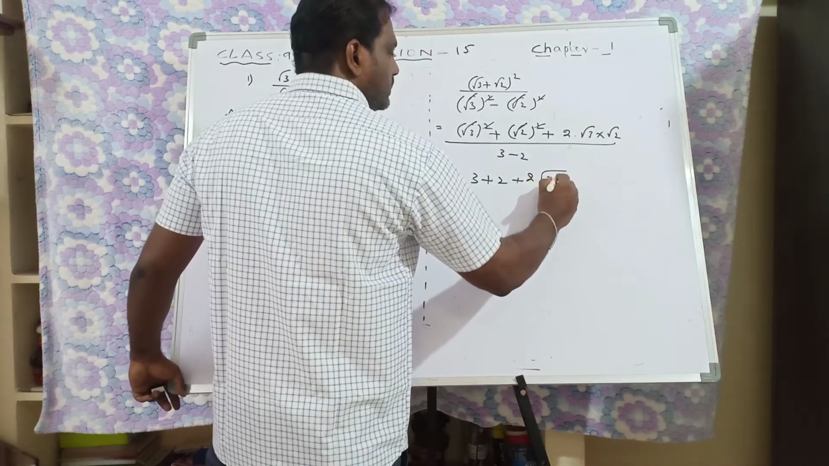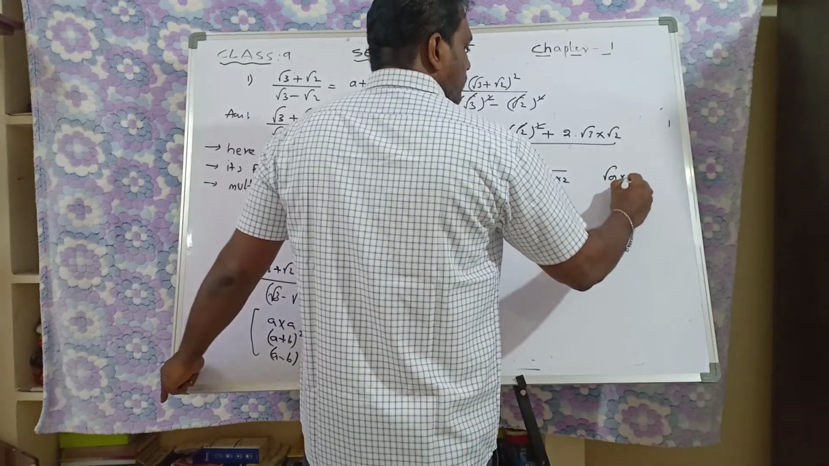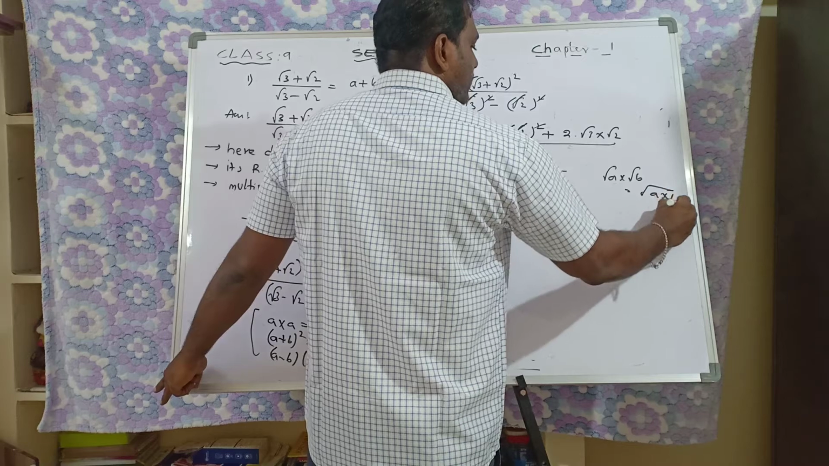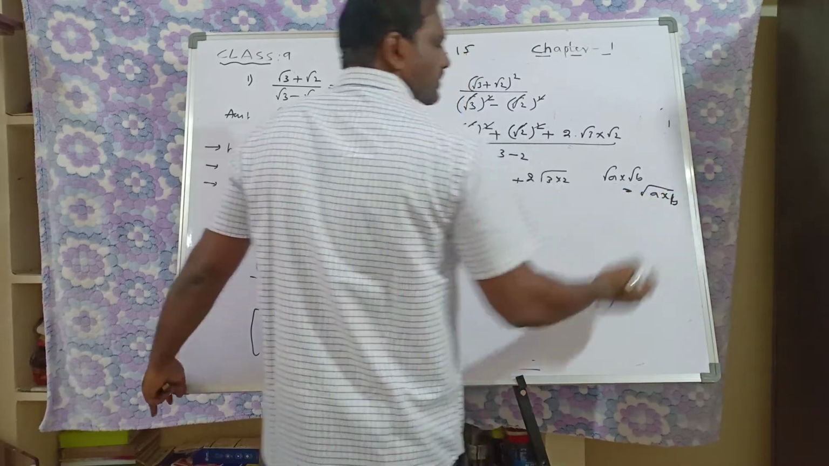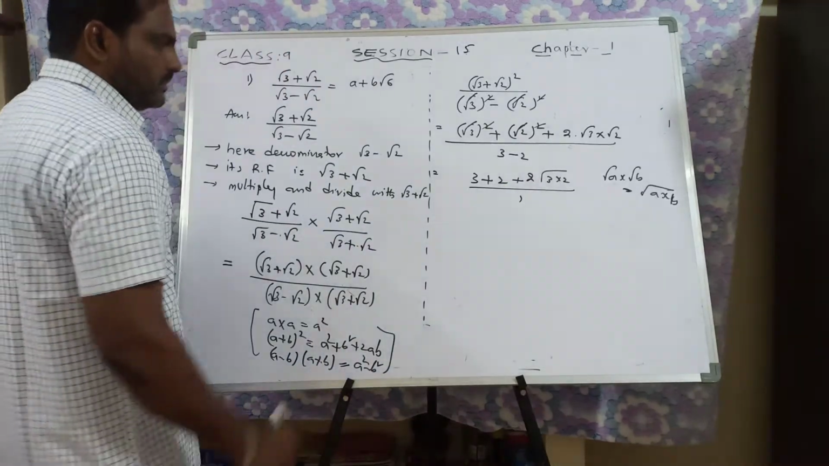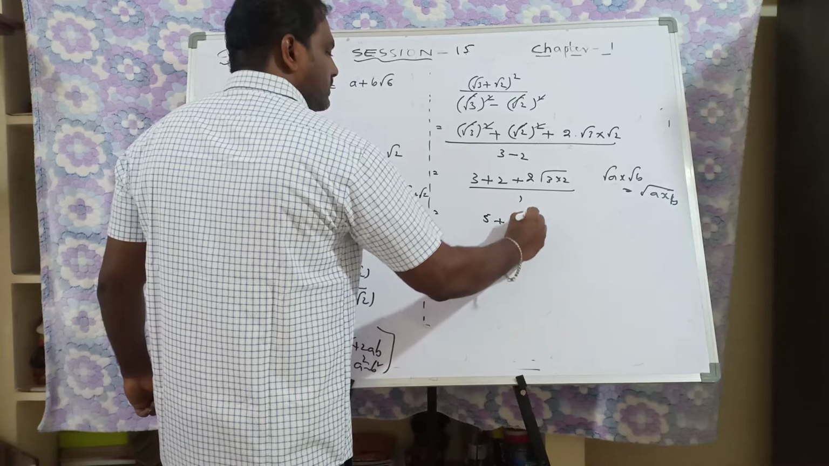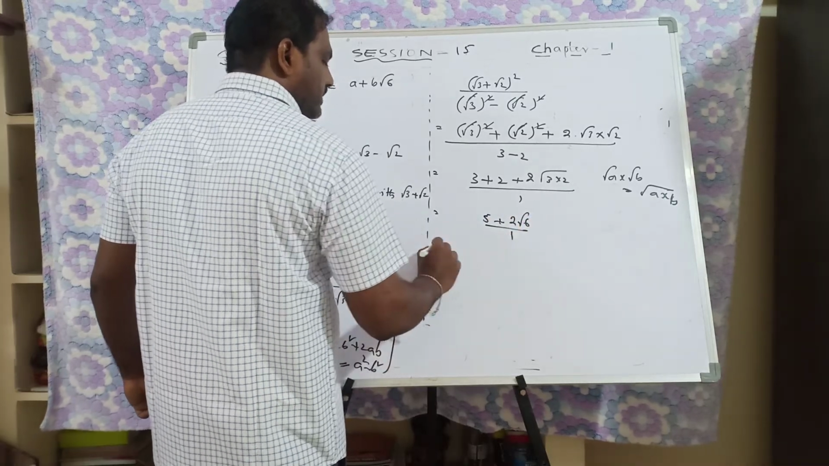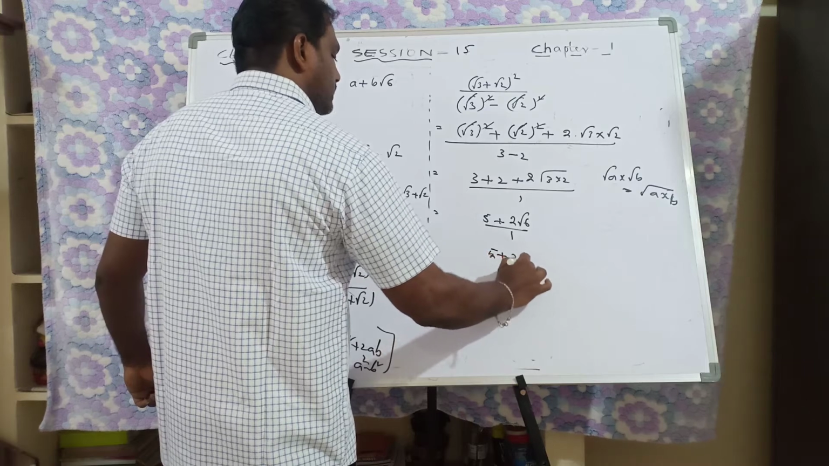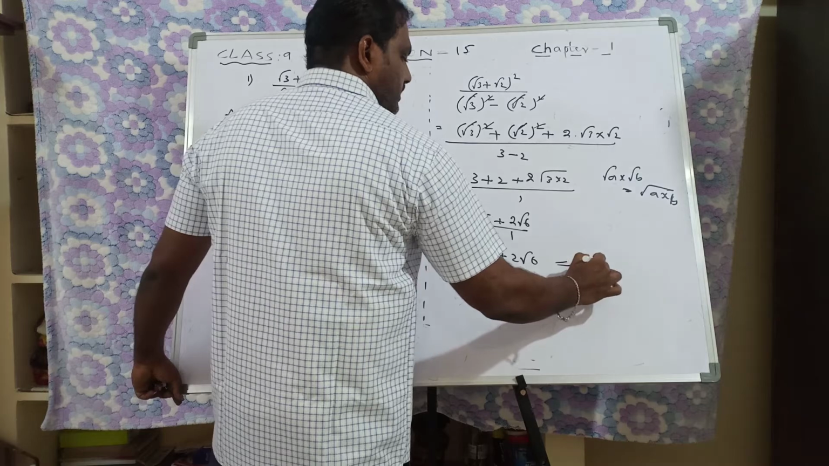I can write root 3 into root 2 as root of 3 into 2, because the formula is root a into root b is equal to the square root of a into b. What is 3 minus 2? 1. So 3 plus 2 is 5, plus 2 root 6, by 1. Anything divided by 1 is the same value, so we get 5 plus 2 root 6. What is the RHS of the equation? a plus b root 6.